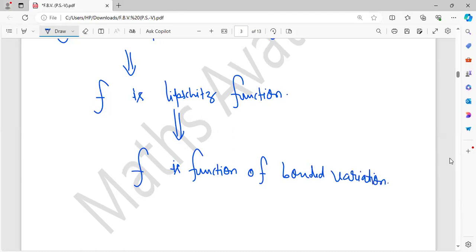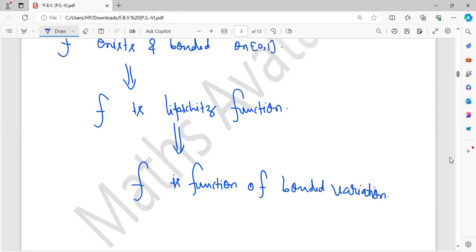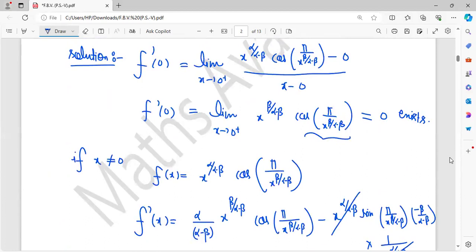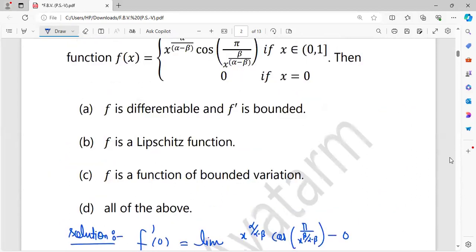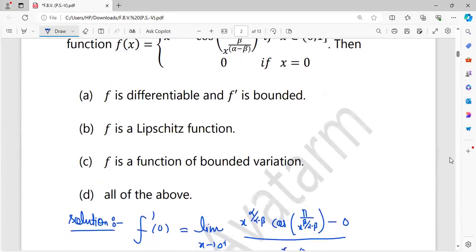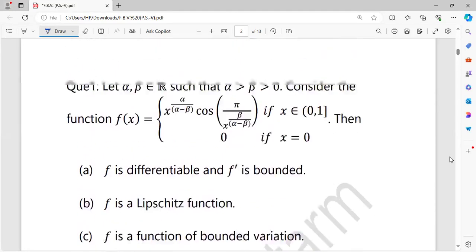So which options are correct? All options are correct, because f is differentiable and the derivative exists and is bounded. f is Lipschitz, because if a function is differentiable and its derivative is bounded, then it is Lipschitz. And we know every Lipschitz function is a function of bounded variation. So all the first three options are correct. This means option D, all of the above, is correct. So this question is done. Now move to the second question.